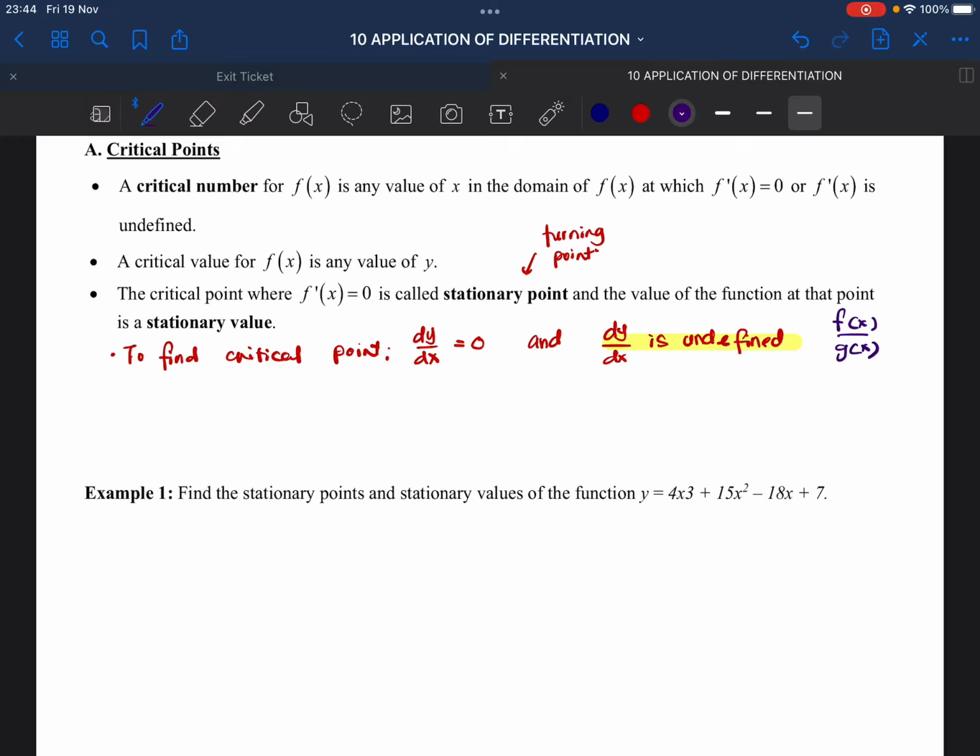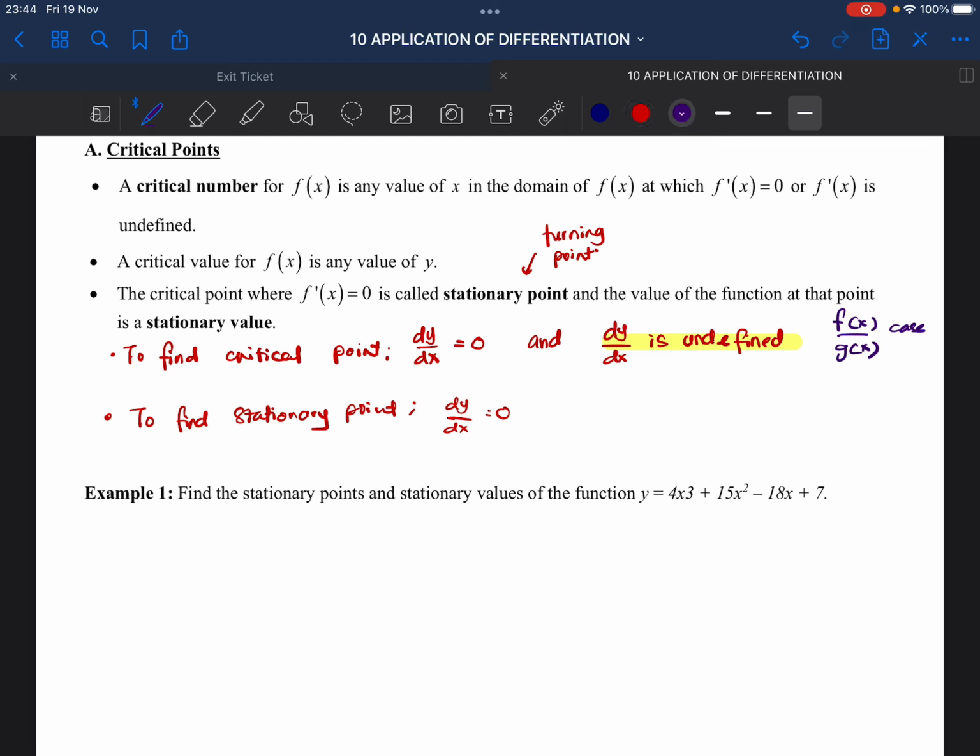Second, if you want to find a stationary point, which is the same thing, stationary point usually only requires dy over dx equals to 0. So basically, to find a stationary point, your first derivative equals to 0.